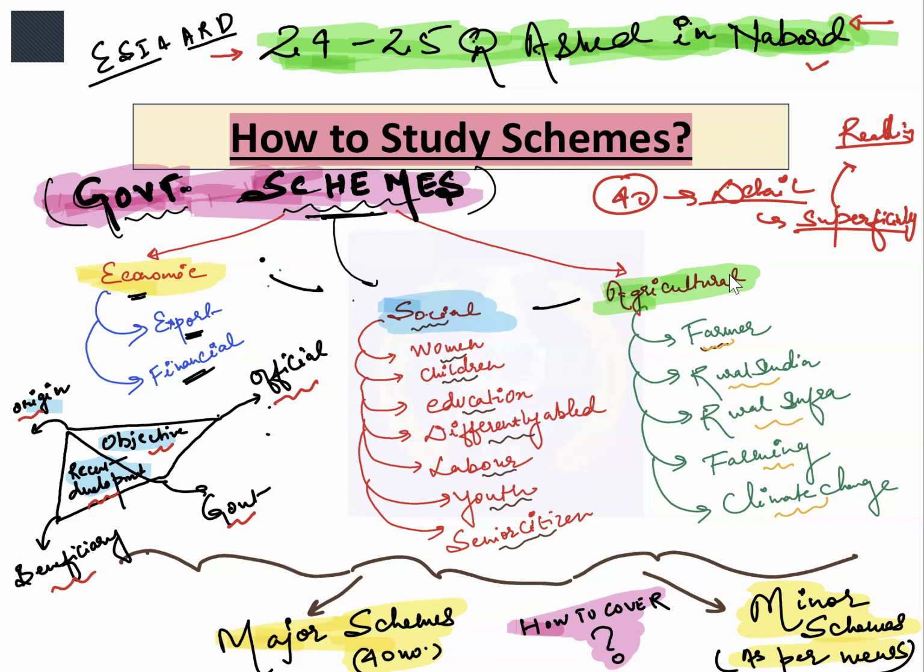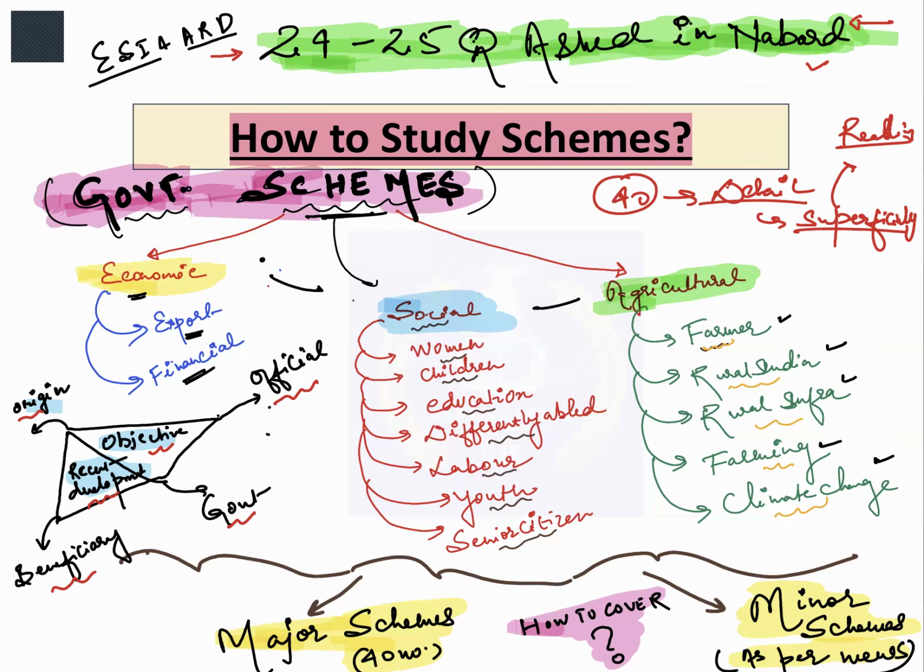And agriculture, since Nabard's primary role is related to agriculture and rural development. So any development from the side of the farmer, any development in rural India, rural infrastructure, farming, that is organic farming, natural farming, or climate change, becomes important for your examination.